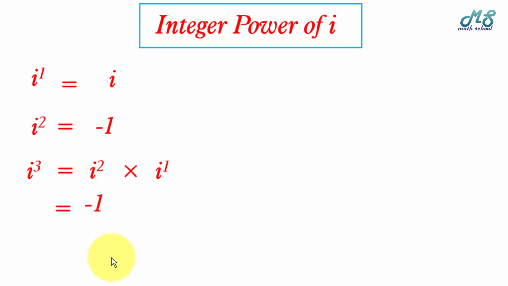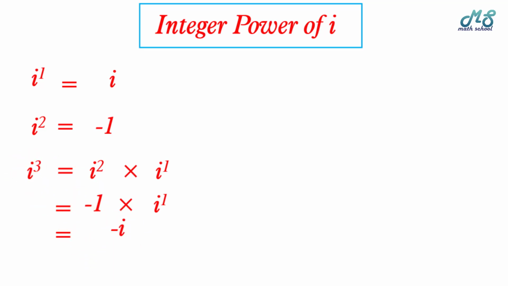Pay attention. Integer powers of i: i raised to the power 1 equals i, but i raised to the power 2, we studied before, equals -1. But how can we find i raised to the power 3, or i cubed? We can write it as i squared times i raised to the power 1. But i squared equals what? Yes, equals -1 times i raised to the power 1. We can write it as -i.